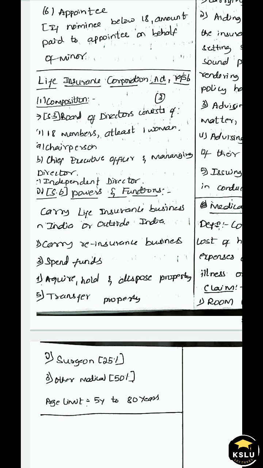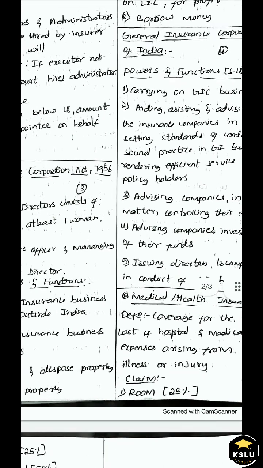Powers and functions. So section 6 of this Act speaks about the powers and functions of a life insurance corporation. Their powers are to carry on life insurance business in India or outside India. Then carry on reinsurance business. Spend funds of the LIC. Acquire, hold and dispose of property. They can hold property or even dispose of LIC property. Transfer property. They can transfer LIC properties.